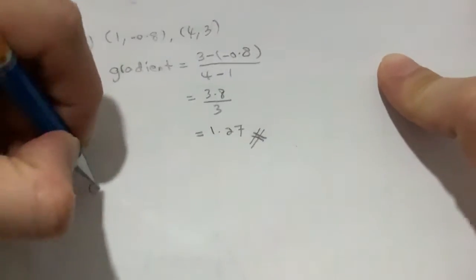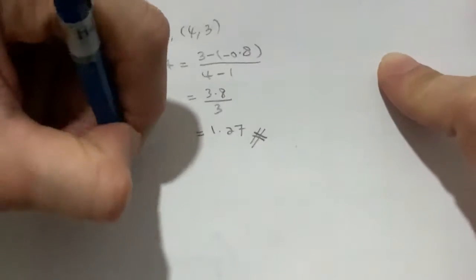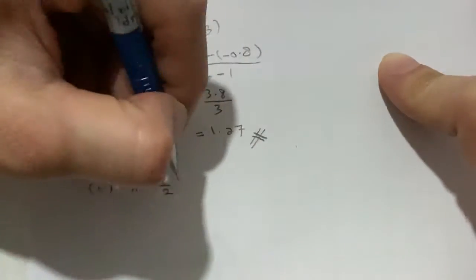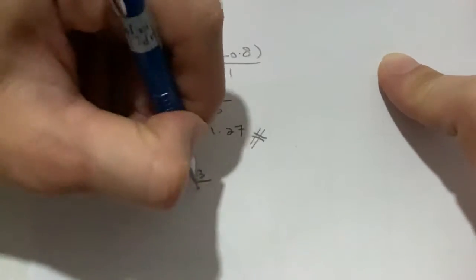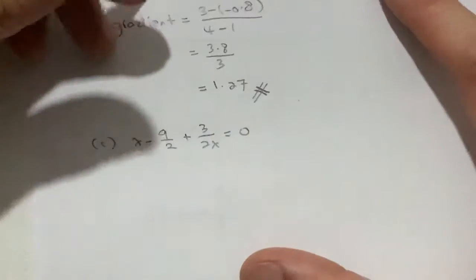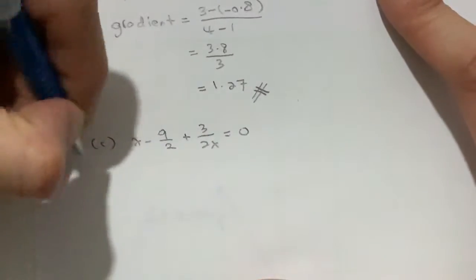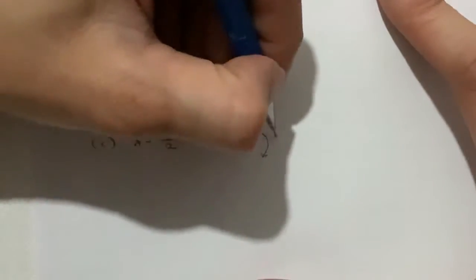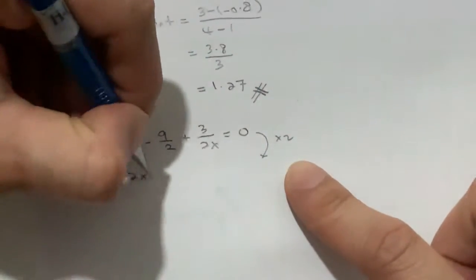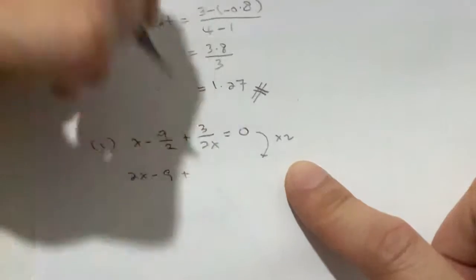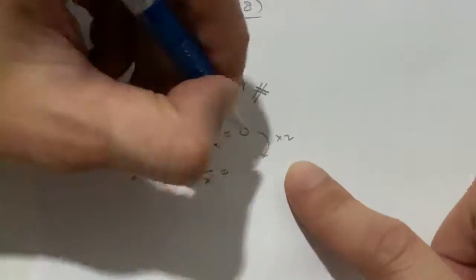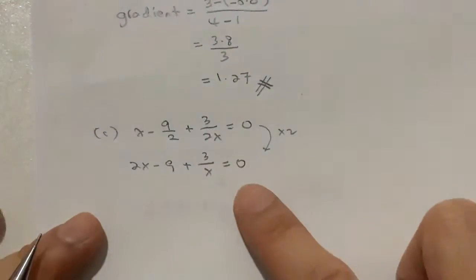So part C, I have x minus 9 over 2 plus 3 over 2x equals 0. So I'm going to multiply by 2. So times 2 here, I'm going to get 2x minus 9 plus 3 over x equals 0 times 2, so that will be 0.